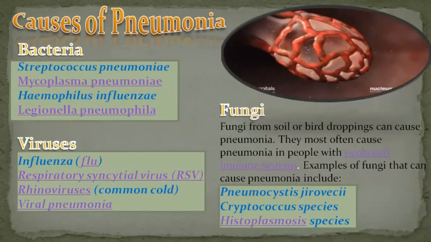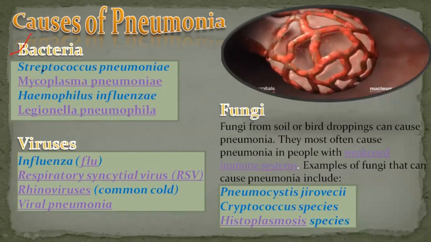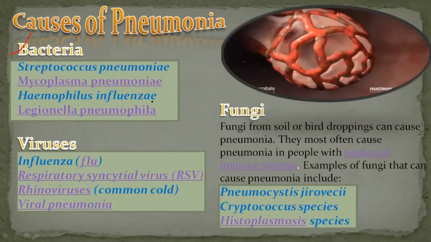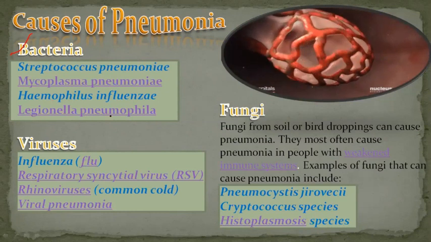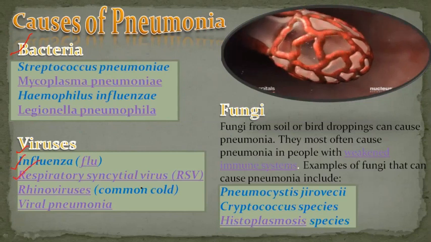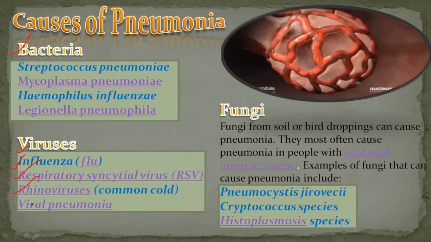Now we'll talk about some causes of pneumonia. First of all, very common, that is bacteria. There are different types of bacteria which can affect the lungs, such as Streptococcus pneumoniae, Mycoplasma pneumoniae, Haemophilus influenzae, and Legionella pneumophila. Sometimes viruses are also the cause of pneumonia, such as the normal influenza virus, respiratory syncytial virus, rhinoviruses, and viral pneumonia as well.